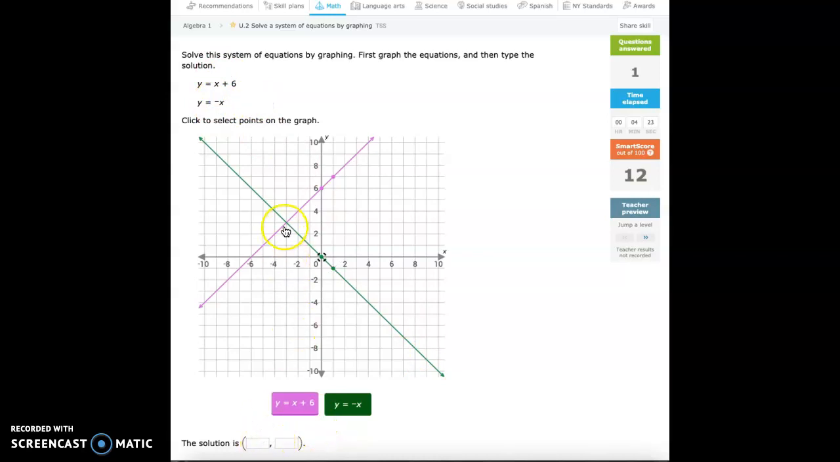The solution, where do they cross? They cross at -3, 3. So our answer is -3, 3. Remember, the first number is always your x value. So we look at the horizontal line here, the x-axis, and then we look at the vertical axis, which is 3. So we have -3, 3.